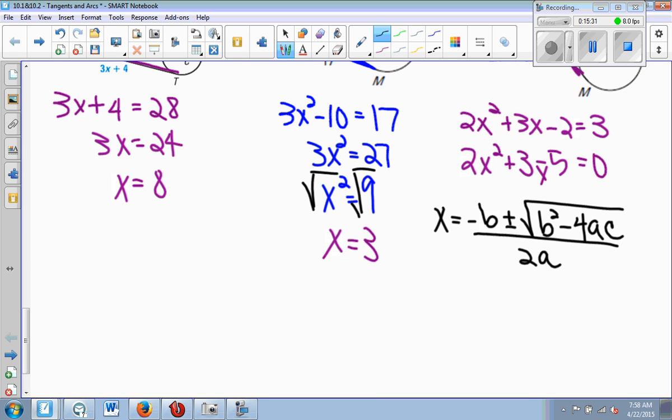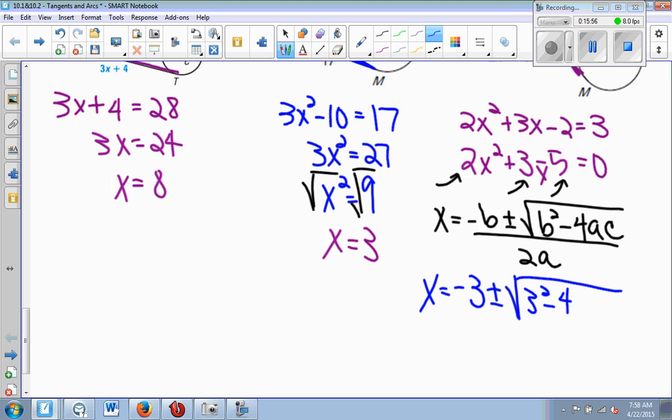So what we need to understand is the number in front of x squared is the a, the number in front of x is the b, and the number here on the end is the c. So it's just a matter of plugging those numbers into the correct places. So opposite of b would be a negative 3, since above b is positive 3. Under the square root, we'd have a 3 squared minus 4 times ac.